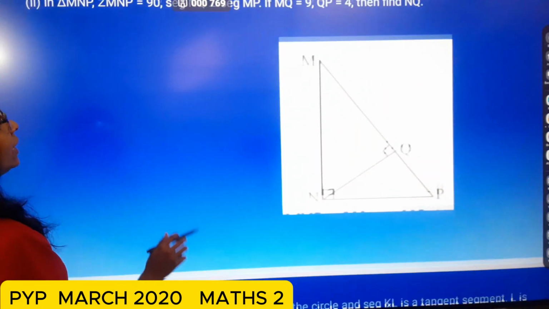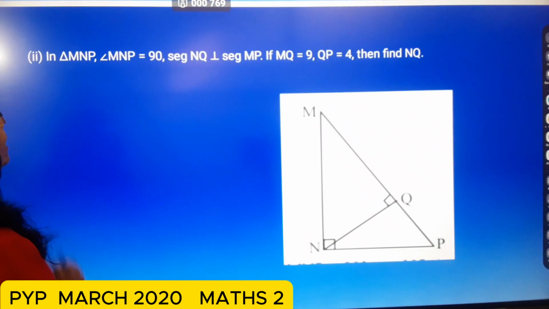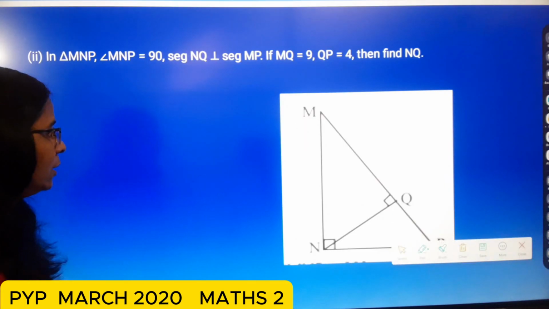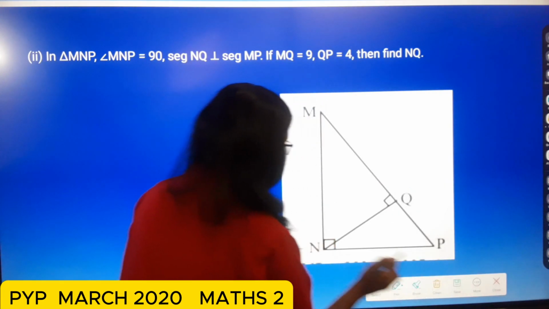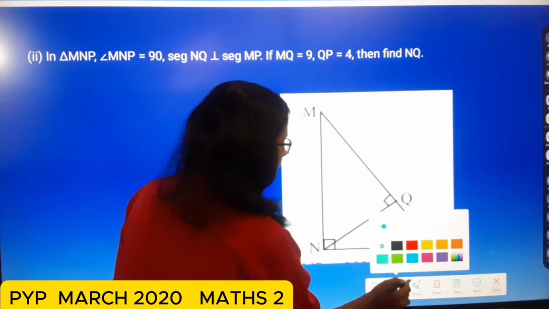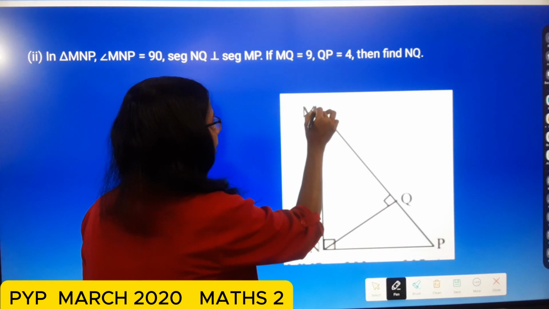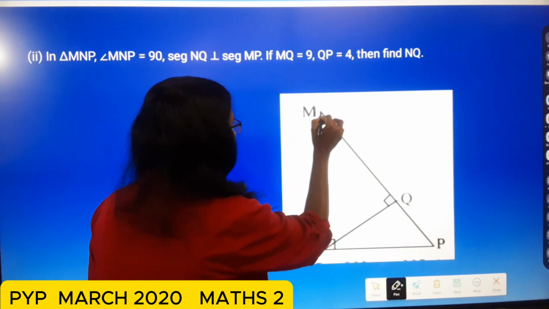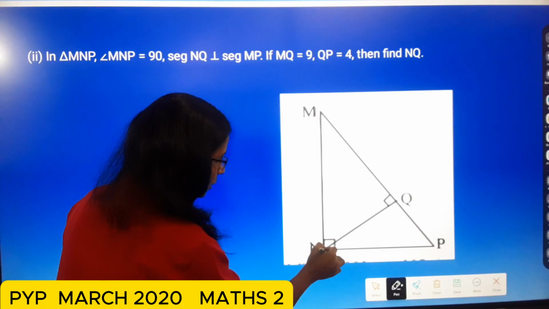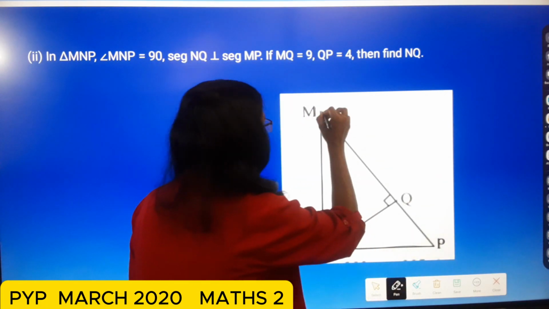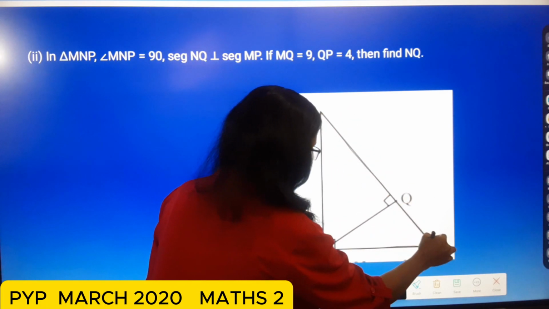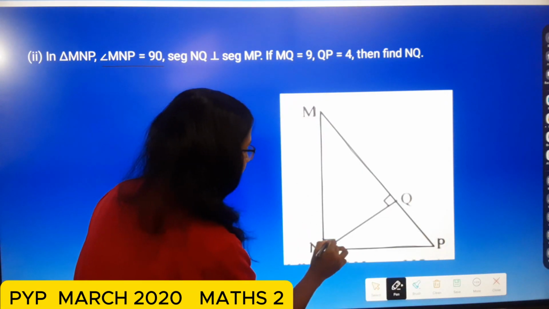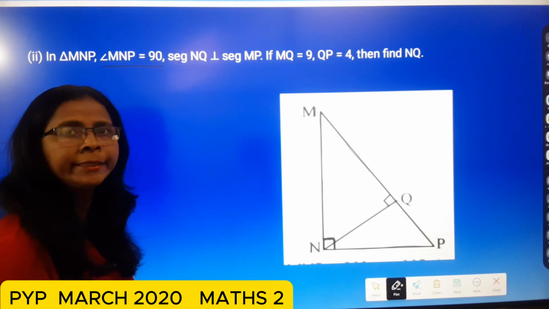The next example is that in triangle MNP. See here, students, this is the figure. The figure is given here. Now this is the triangle MNP. Okay, triangle MNP, and here angle MNP is equal to 90 degrees. This angle MNP is equal to 90 degrees, students.